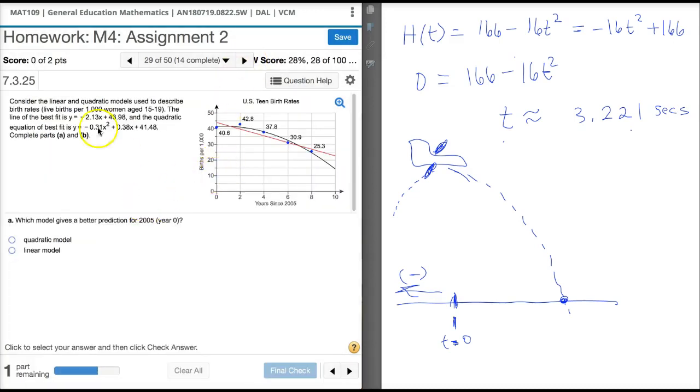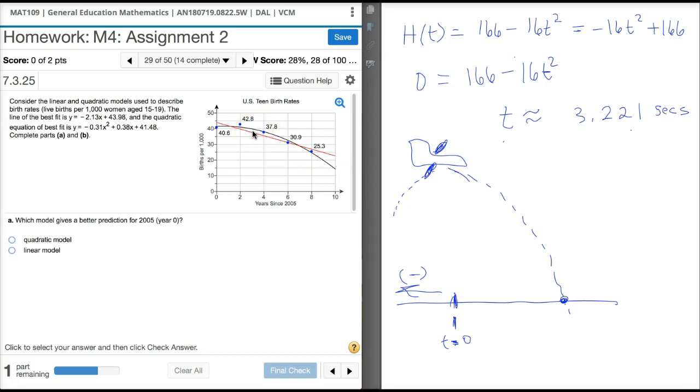So for number 29, we consider linear and quadratic models used to describe the birth rates, which is live births per 1,000 women aged 15 to 19. We're told the line of best fit is this linear equation, and the quadratic equation of best fit is this quadratic equation. Notice that this is our line and this is our quadratic function.